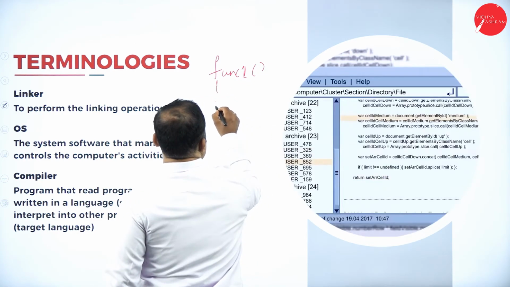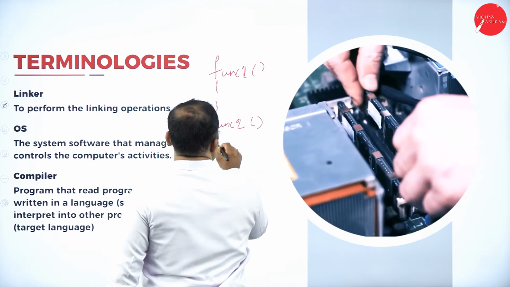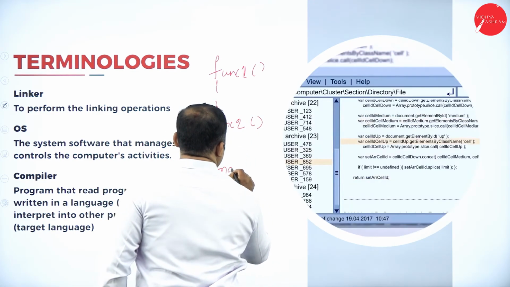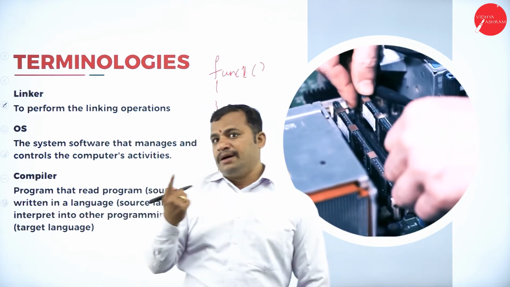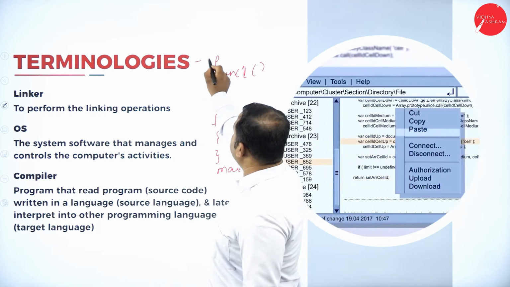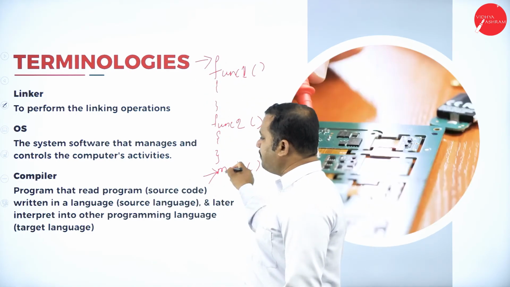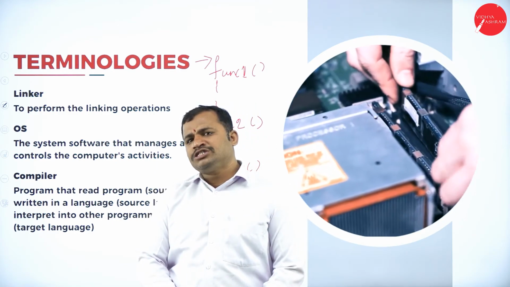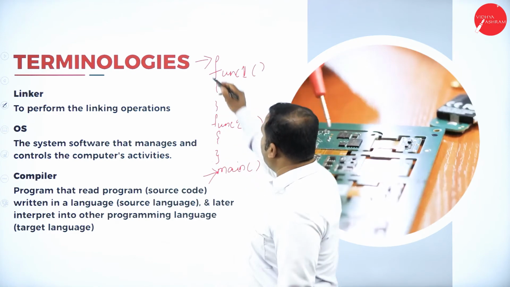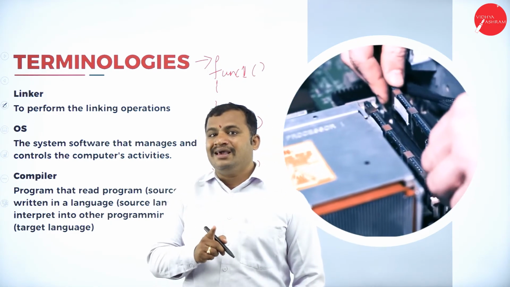Function definition 2. At the bottom of your program, you have a main function. And of course, compilation always begins from the first line of the source code, and the execution always begins from the main program. So, who is the one responsible for invoking all these functions? You need a linker.